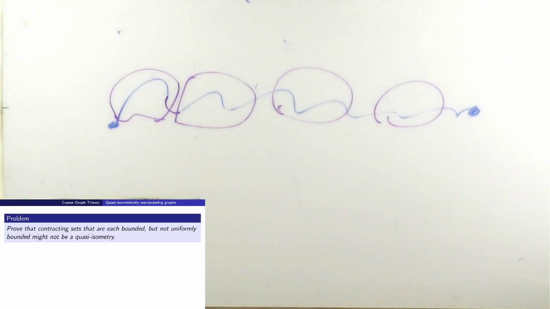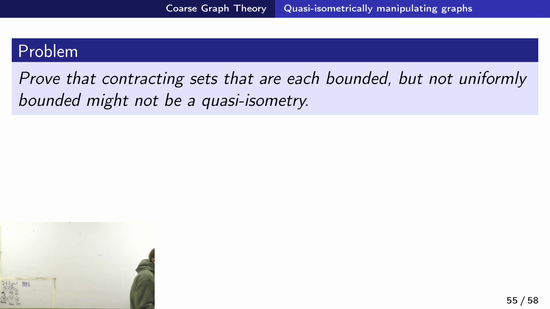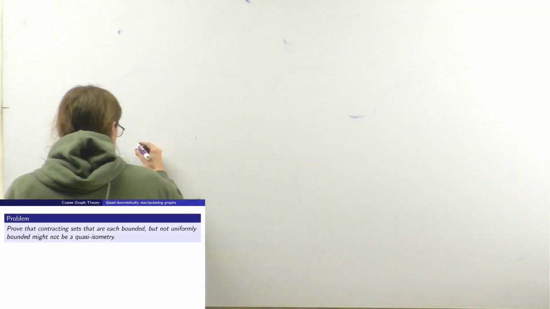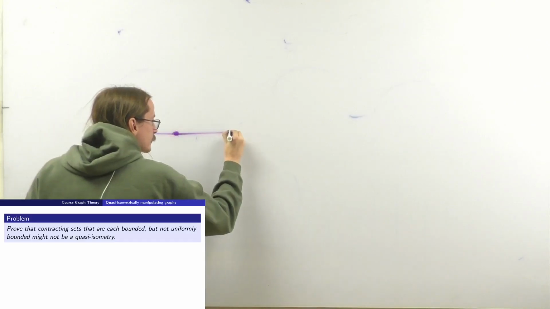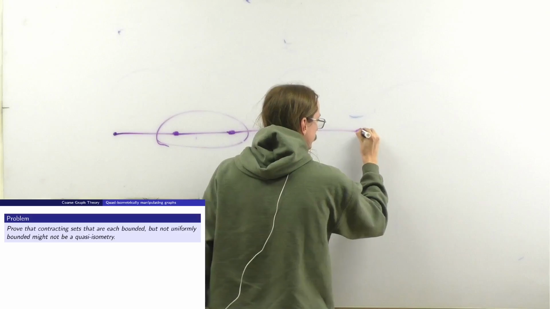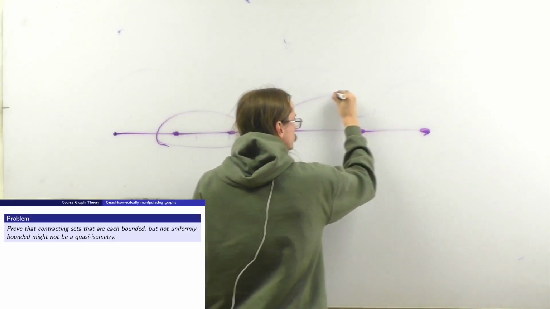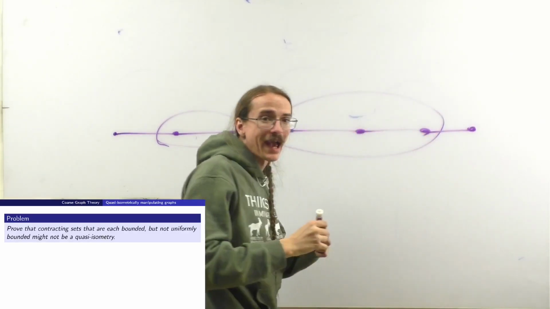Prove that contracting sets that are each bounded but not uniformly bounded might be a little bit of a problem. Easy example of that. So I'm going to contract, this is going to be my first set. This is going to be my second set. This is going to be my third set. And so forth. I'm taking an infinite path.